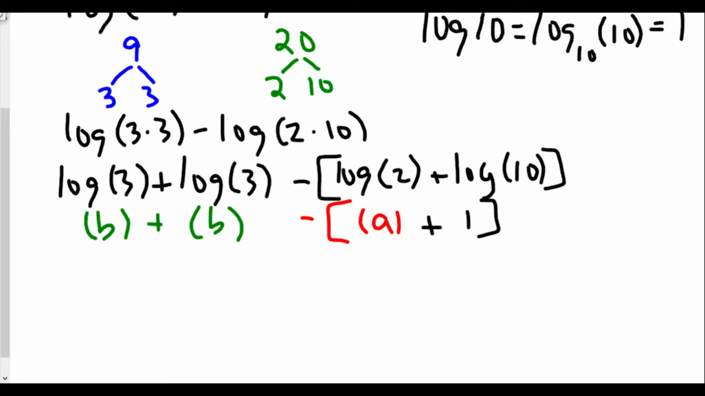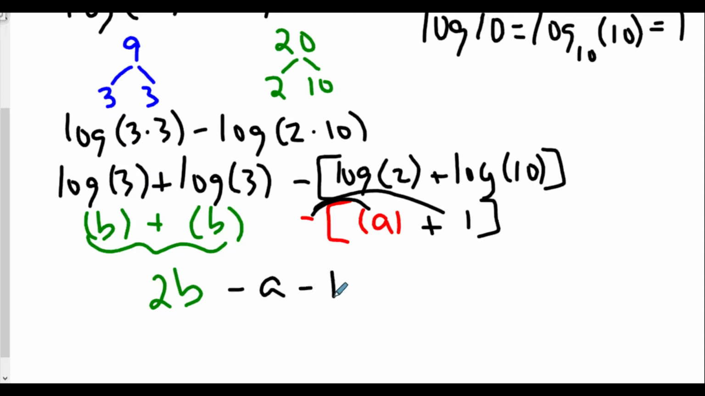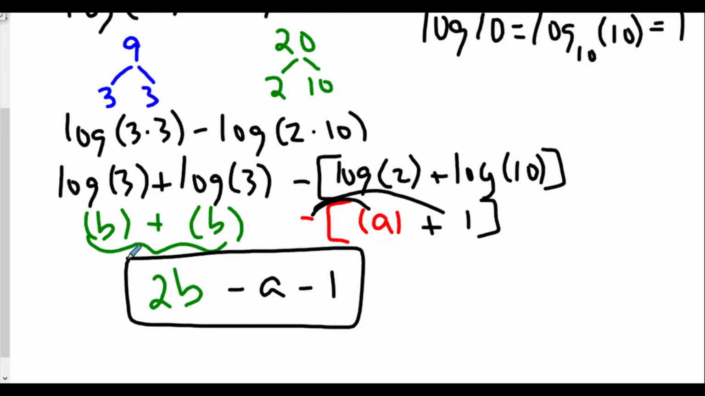So we will have in this case the B plus B becomes 2B. And this negative is going to distribute to both the A and the 1. So we have minus A minus 1. And this is our final answer for number 2.